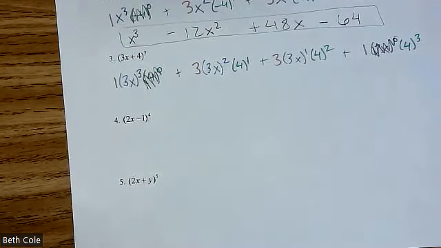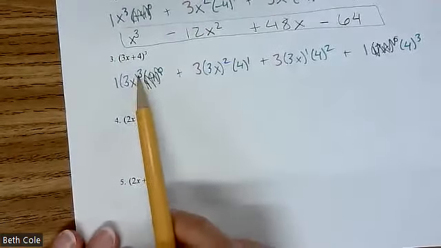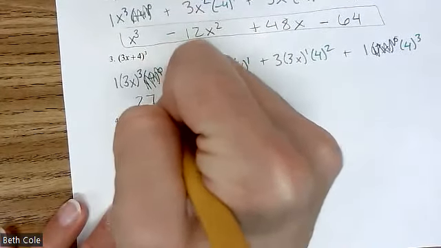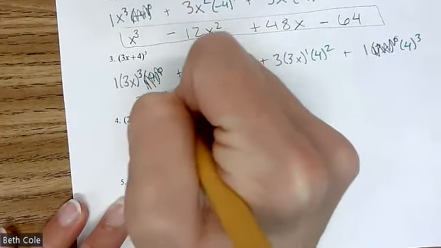Now this one had a 3 in it. It's going to be a little bit tougher. All right. You have to cube the 3 and the x. So 3 cubed, 27, x cubed, good.